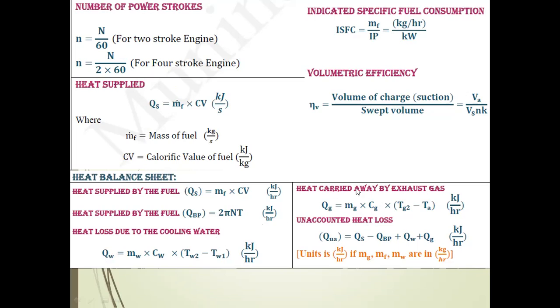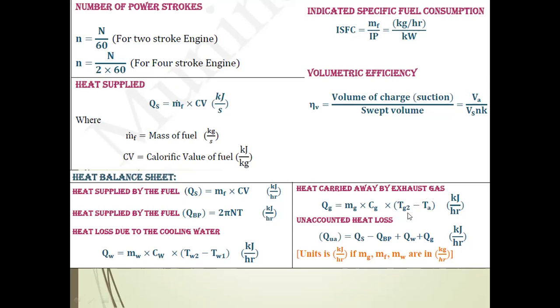So next, the heat carried away by the exhaust gas is Q suffix G, equal to M suffix G, the mass of the gas, and the specific heat of the gas, taken from the specific heat of the air, 1.005. After that, the exhaust gas outlet temperature and the inlet temperature, that is the ambient temperature. The exhaust gas temperature is denoted by T suffix G2.